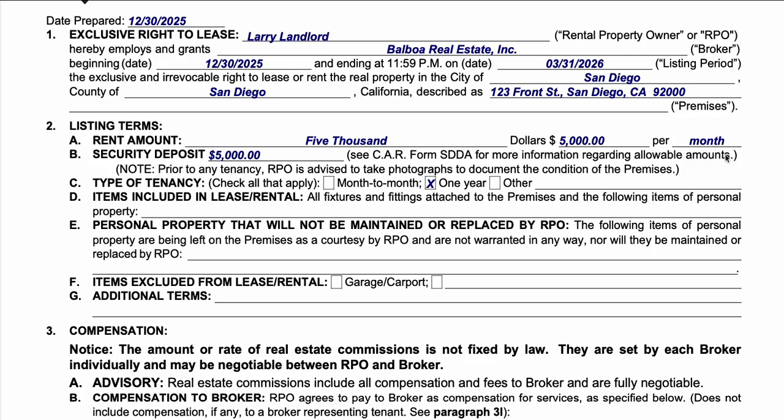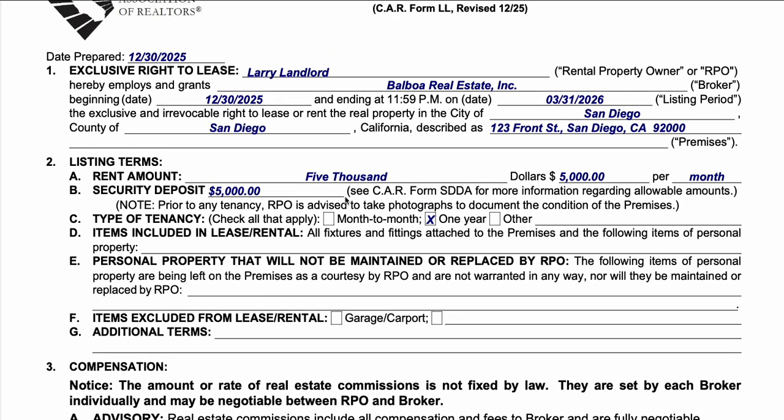And just go to your client if you need to for direction. Say, hey, what do you want to rent this out for? And what do you want the security deposit to be? Now, there is this form that talks about the allowable amounts for security deposit because there are limitations depending on if the property is furnished or unfurnished, and it's worth looking it up.